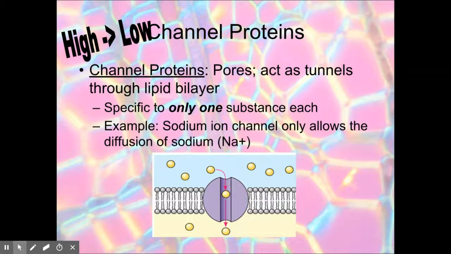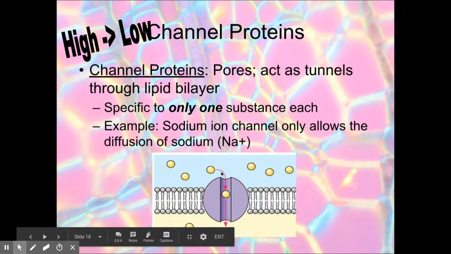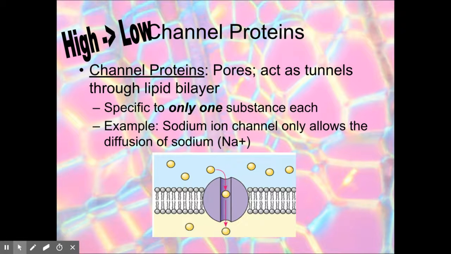Okay? But you have to understand that it's specific to only one substance. Just like an enzyme can only fit one substrate, a channel protein can only fit one thing as well. So this example right here, this is sodium, Na. It's only made for sodium, but it's just a tunnel. It's just a hole for this stuff to go right through the cell membrane without having to wiggle between these little lipid tails. It's too big to fit right here. So it needs this tunnel. So channel, tunnel. Channel protein, tunnel.